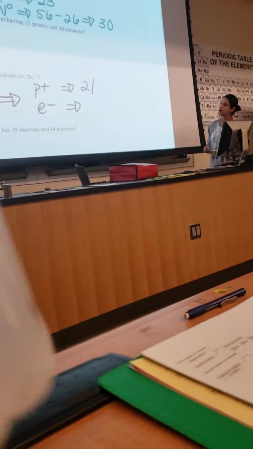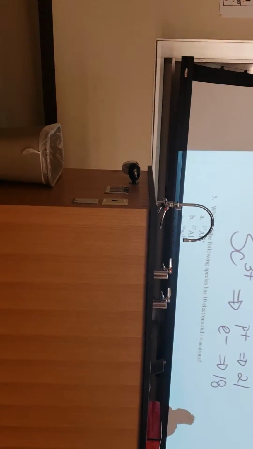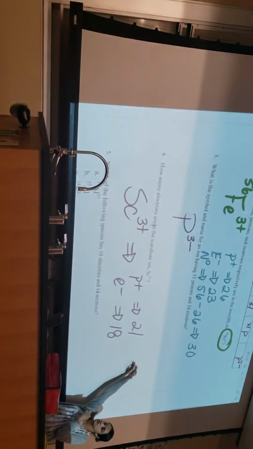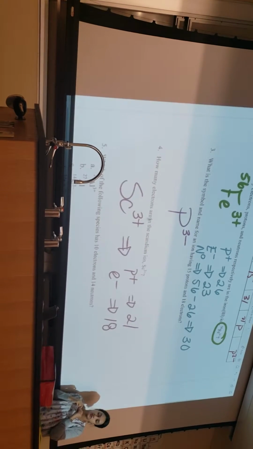With 3 plus, it's asking electrons. So 3 plus, that's going to be 18 electrons, because it has 3 more positive guys versus negative. So that means you have 3 less electrons.